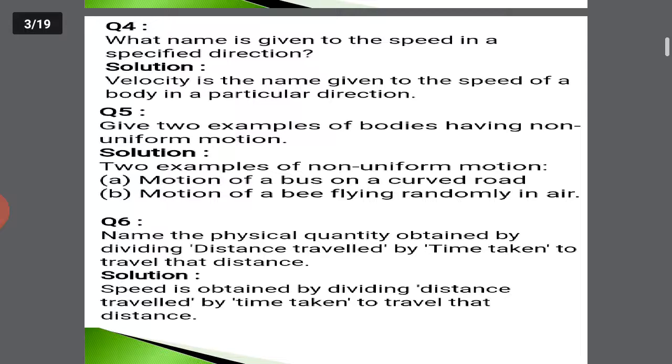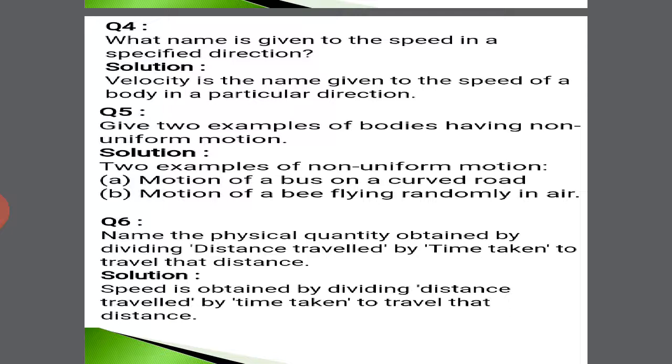Question number 4, you can see, read the statement. What name is given to the speed in a specified direction? We all know, we studied in the third topic of this chapter. Speed with direction is called velocity. Okay, velocity is a vector quantity because we consider both direction and magnitude.